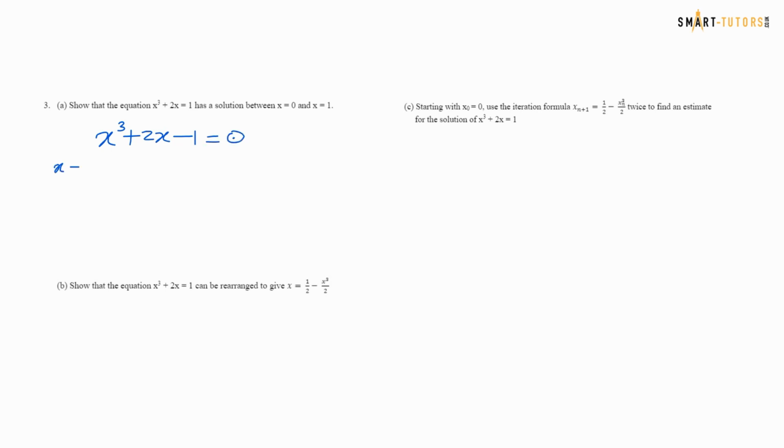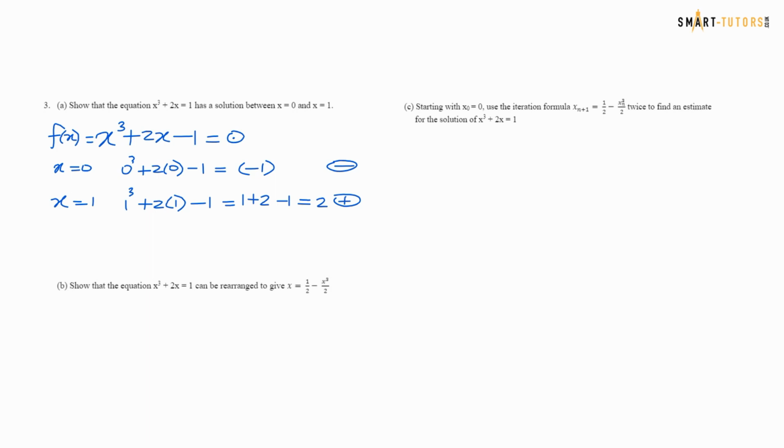Let's say this is the function f(x), right? If I put x equals 0, 0 cube plus 2 times 0 minus 1, the answer is minus 1. x equals 1 is going to be 1 cube plus 2 times 1 minus 1. So 1 plus 2 minus 1, which is 2. So this is a negative answer, this is a positive answer, so there is a sign change.